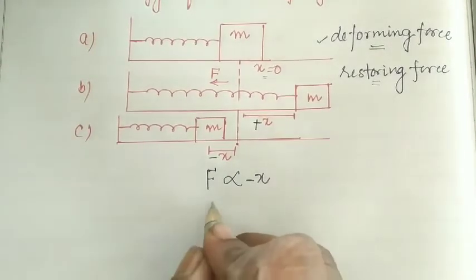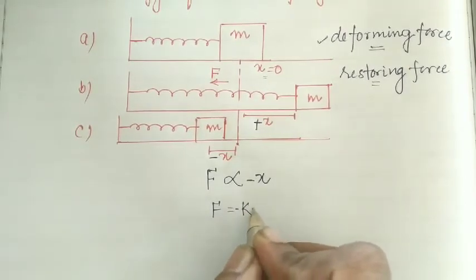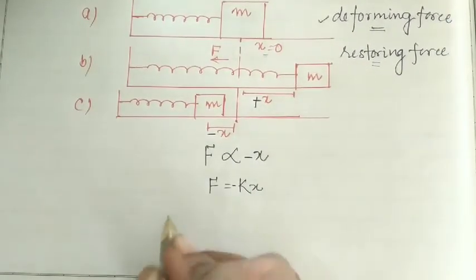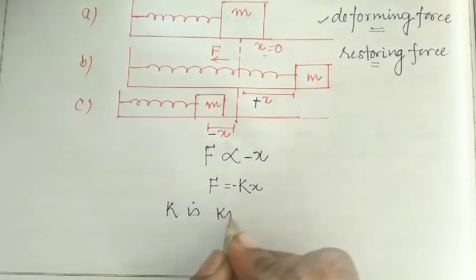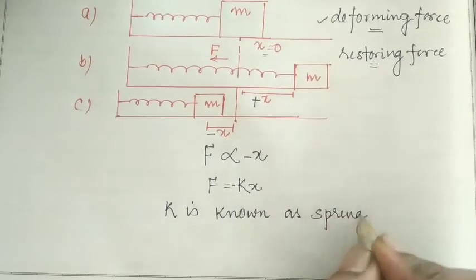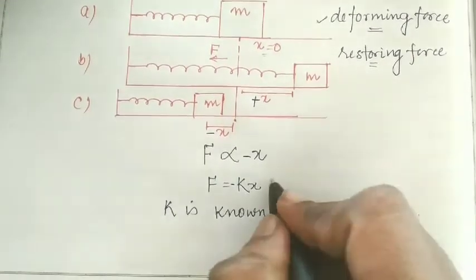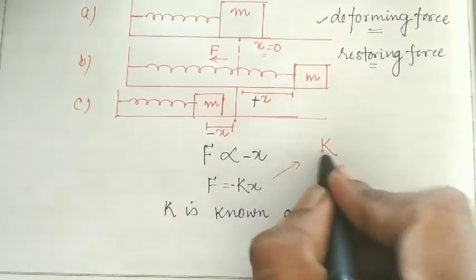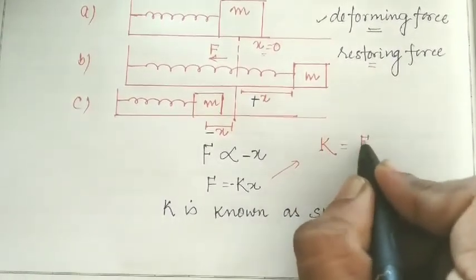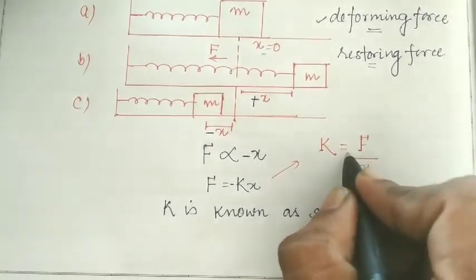From this we can also conclude that if we remove the proportionality sign, we introduce a constant term k. So we can write that F is equal to minus kx, where k is known as the spring constant. If we are willing to calculate the value of the spring constant of a spring, then we should know the restoring force applied by the body to regain its original condition, and also the displacement occurred by the body with the negative sign.